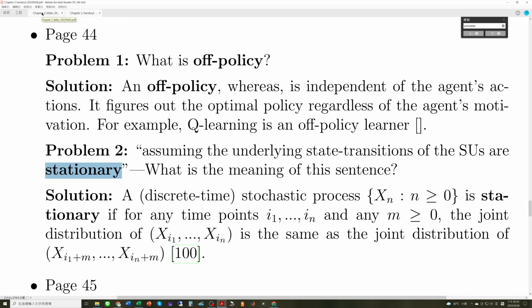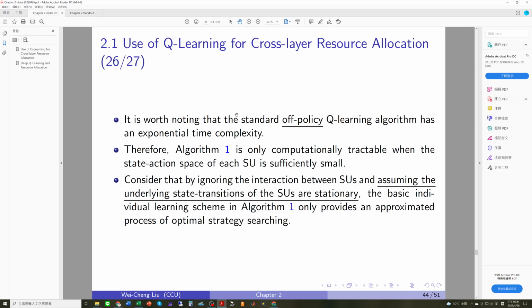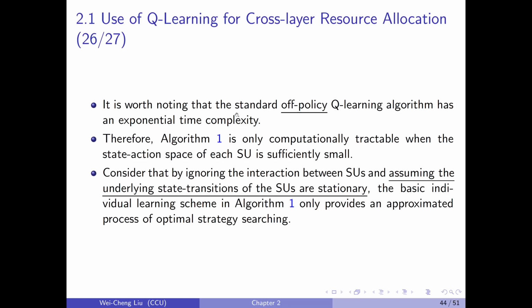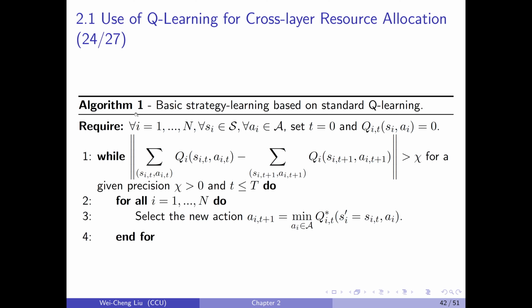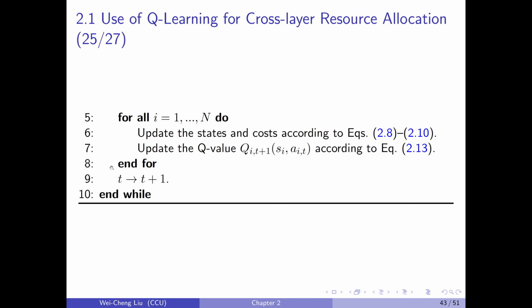Okay, let us go back to the slides. The basic individual learning scheme is in algorithm 1. Algorithm 1 is the basic strategy learning based on standard Q-learning. It is a 10-line algorithm. We have explained it earlier in today's class.